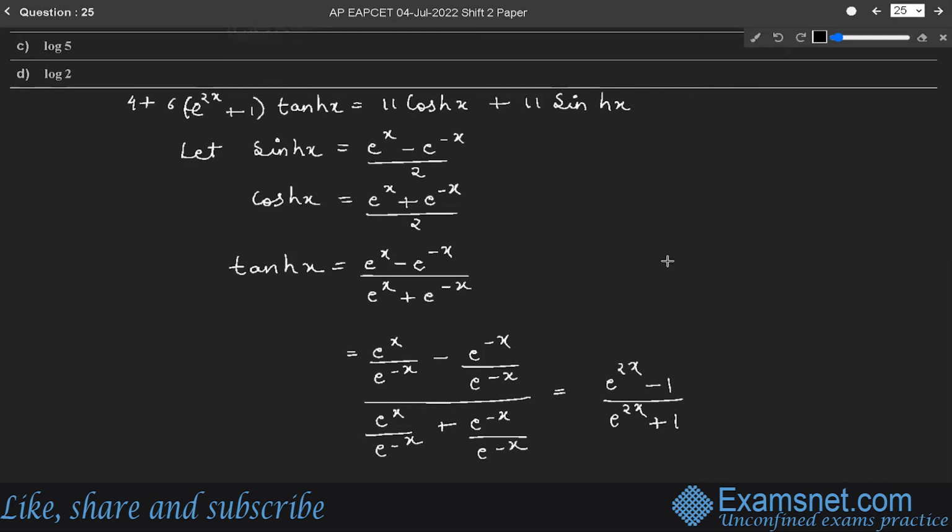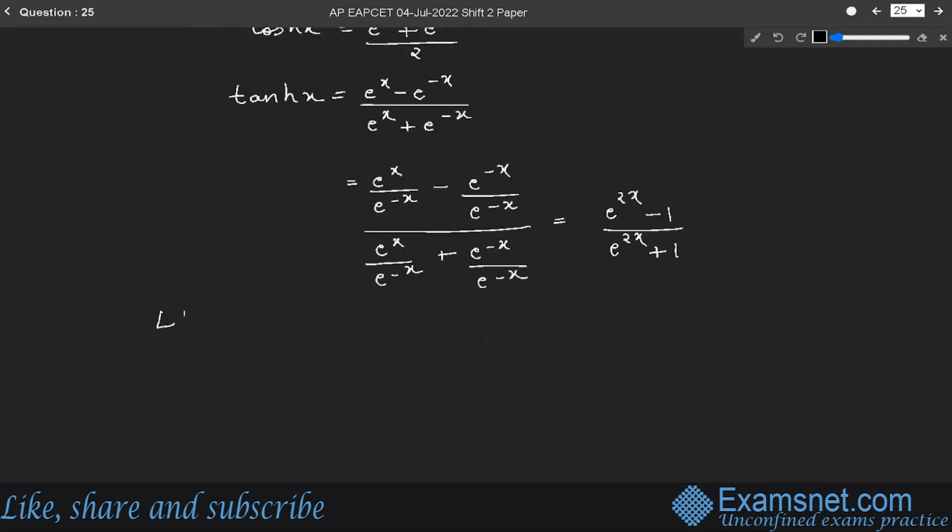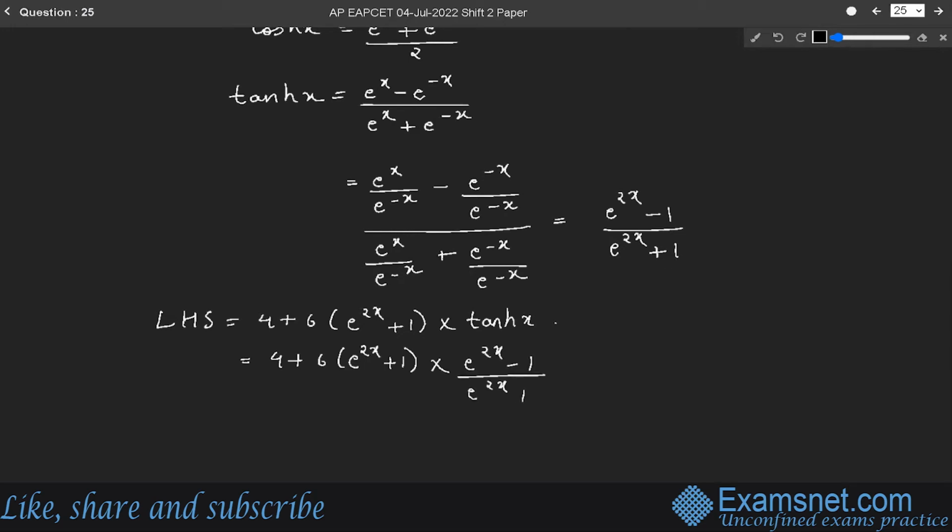Now, let us see the LHS part. The LHS is 4 plus 6 into (e^2x + 1) into tan hx. We have the value for tan hx, so putting the value here, it will be 4 plus 6 into (e^2x + 1) into (e^2x − 1) divided by (e^2x + 1). So e^2x + 1 and e^2x + 1 will be cancelled. The remaining term is 4 plus 6 into (e^2x − 1). This is the left hand side.